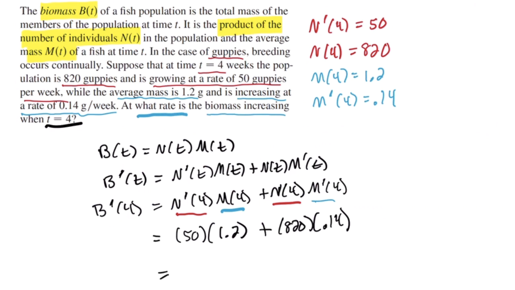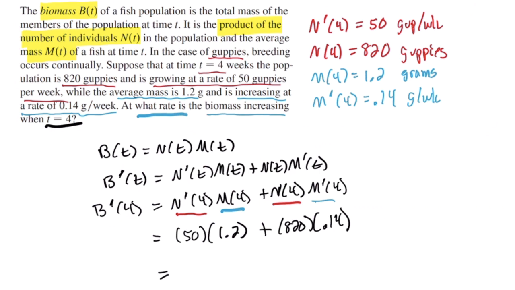All right, so let me stop for just a second. I want to talk about units of measure here. So we have guppies as our number, so I'm going to write guppies up here, and then we have guppies per week. And then the M was the average mass, so we had the mass being 1.2 grams, and then it was increasing at a rate of 0.14 grams per week.